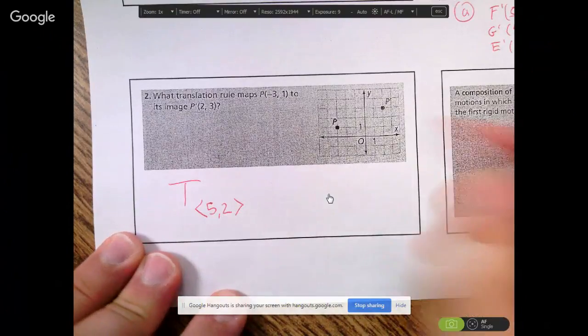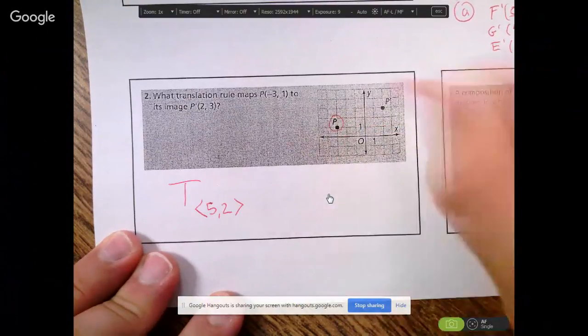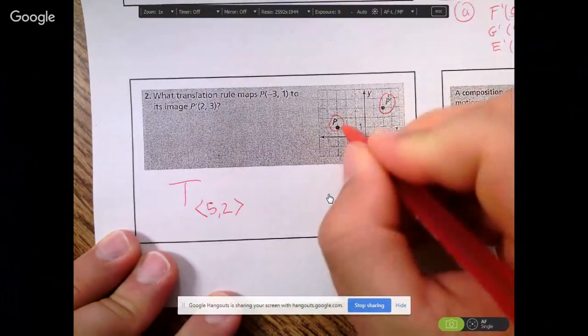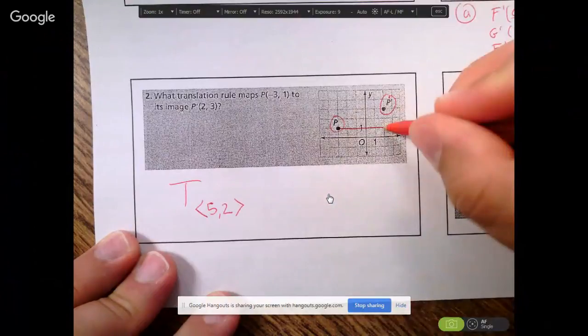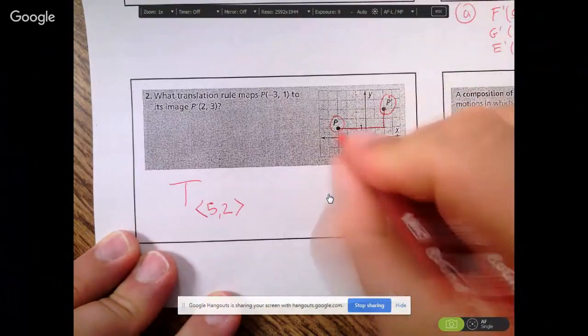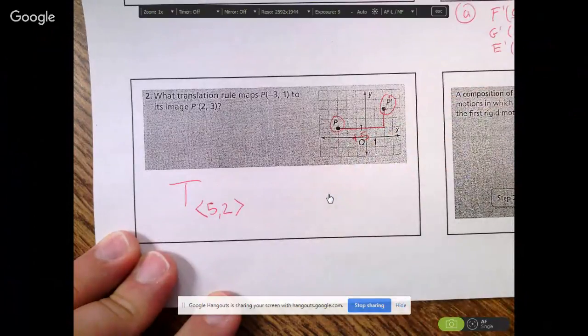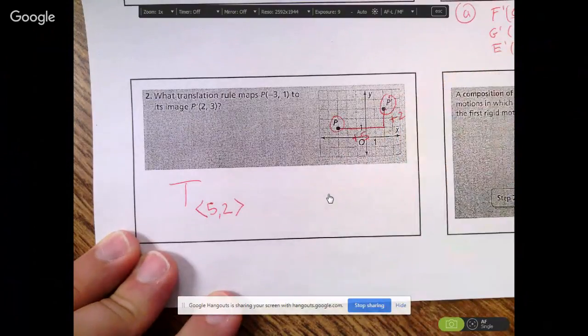Okay, how do we get T 5, 2? So here's our starting P. Here's our P prime. So the question is, how did we get there? Translations are move there and then move there. So on the x, we went plus 5. That's plus, we went in the plus direction. And then plus 2.